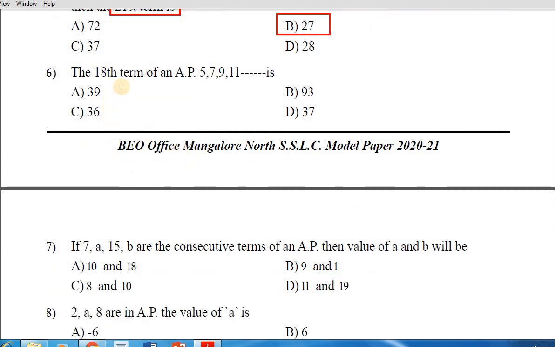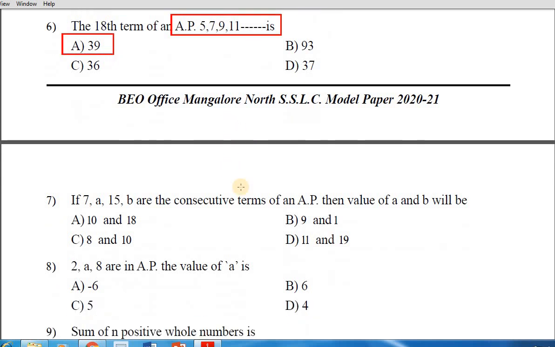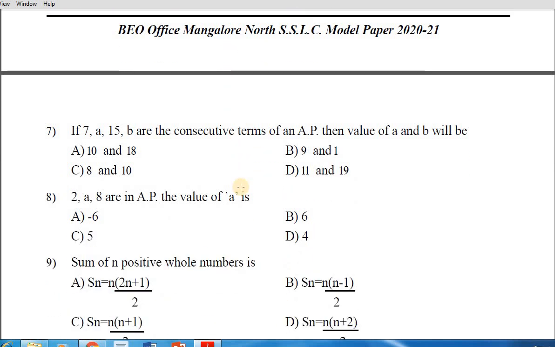Question number 6. The 18th term of an AP 5, 7, 9, 11 is. AP is given, children, not problematic for us to find the 18th term. So A value is 5, D value is 7 minus 5 which is 2, and N value is 18. Hence substitute all these values in the nth term formula. Otherwise the best way is, the 18th term we can write as A plus 17D. So substituting in that, our answer is 39. Hence for this question the correct answer is option A, 39.